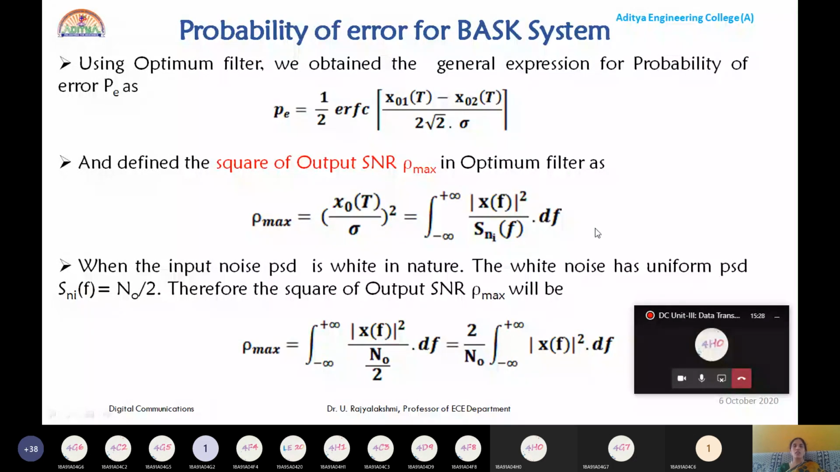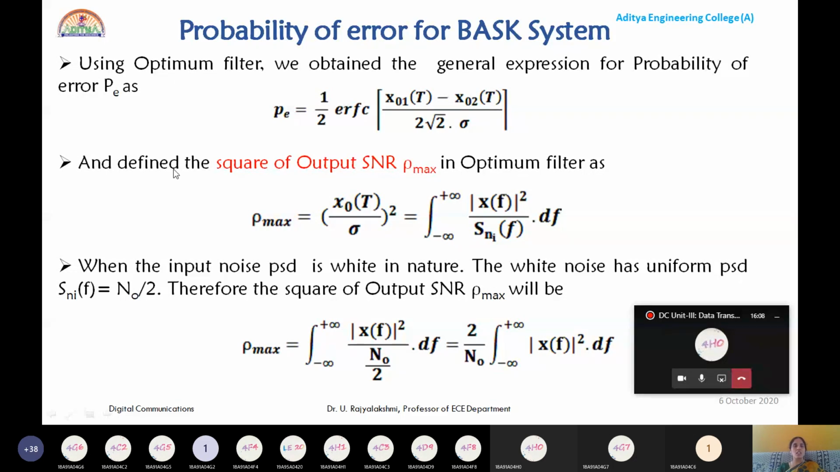We already calculated this expression in the second module. How did we get the square of output SNR, rho max? We obtained it as the integral from minus infinity to plus infinity of mod x of f square divided by Sni of f, df. Here we assume that the input noise is white, because we get the best response if we consider the matched filter. The Gaussian noise is assumed to be white, so we consider the optimum filter, the matched filter.